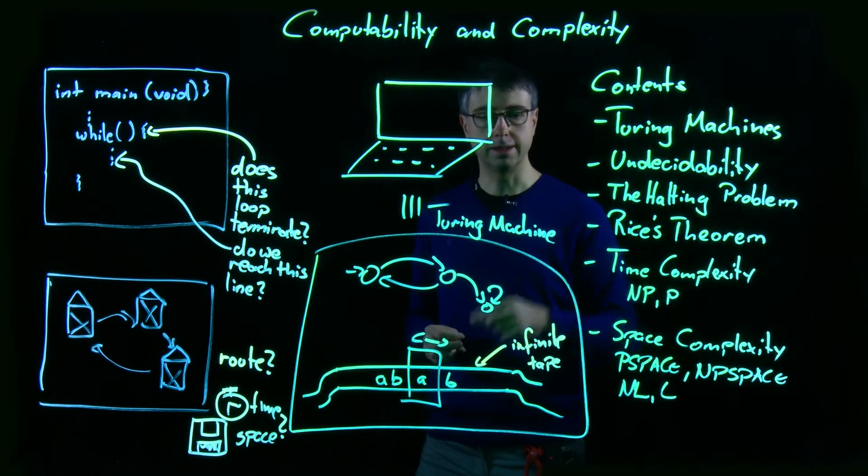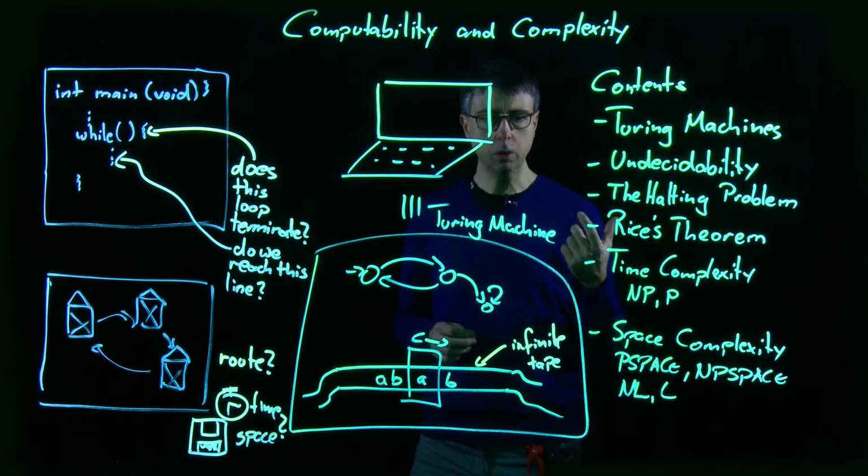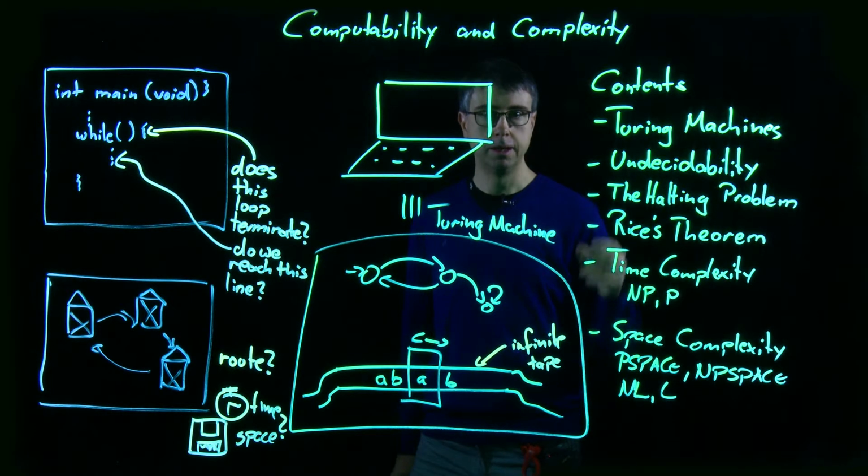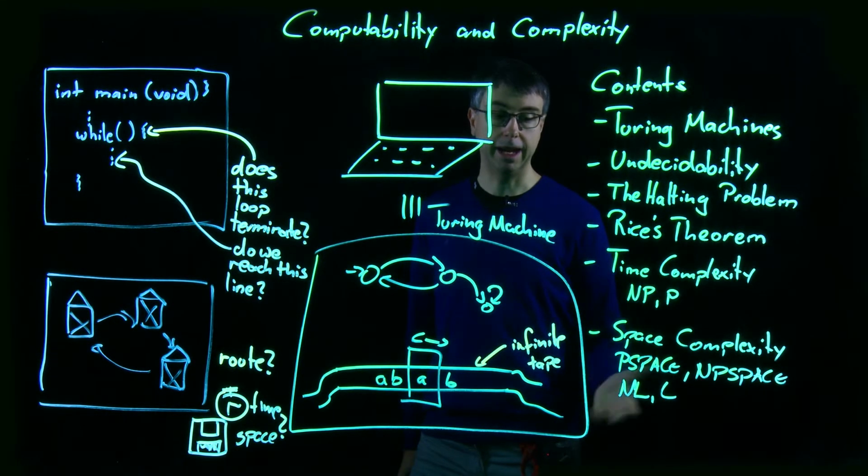And after having dealt with all the bad news, we go to the complexity part, having a look at the classes P and NP, which describe time complexity classes, and then we move on to space complexity classes like PSPACE, NPSPACE, L and NL.